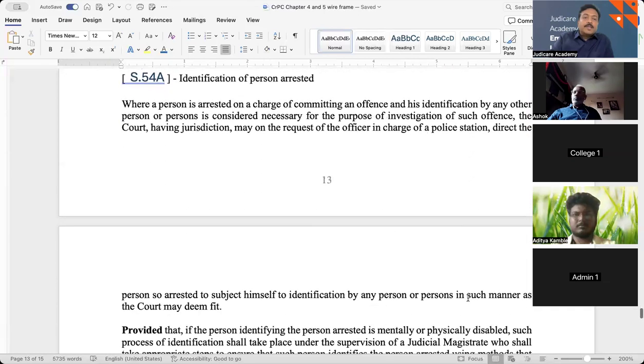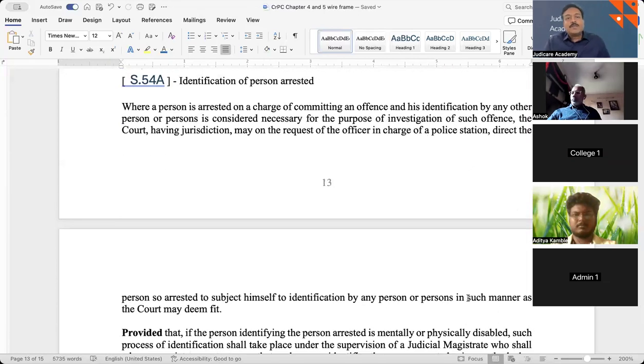Section 54A was added, which was a very, very important clause, on identification of person arrested. There was a problem seen many times in the courts, where it was not really ascertained by the police, in any document indicating that the person is arrested, that he is the person who was supposed to be arrested.